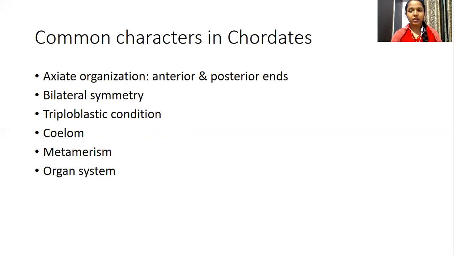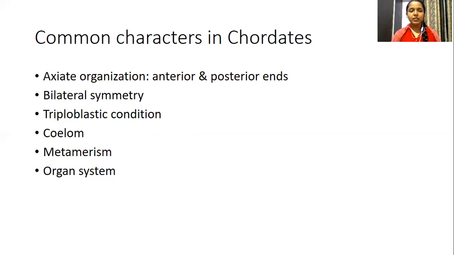Next is the triploblastic condition. The triploblastic condition is the case in which the organism has three germ layers, that is ectoderm, endoderm, and mesoderm. So these are the three germ layers that will be there in the triploblastic condition.